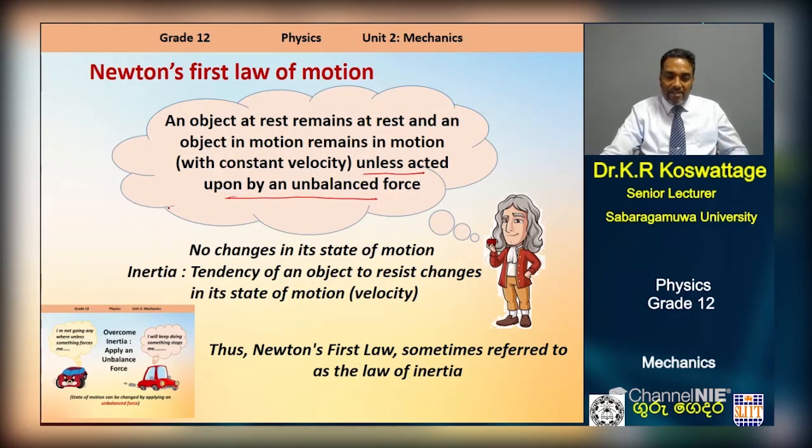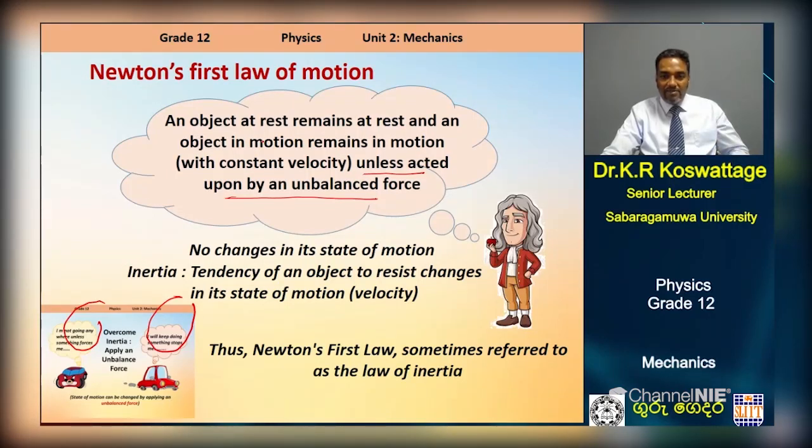So can you remember what we have learned considering these two examples of the car? Hope you can remember this situation. The tendency of an object to resist changes in its state of motion is inertia. If you want to overcome inertia, you need to apply an unbalanced force. So if you apply an unbalanced force, you can overcome inertia.